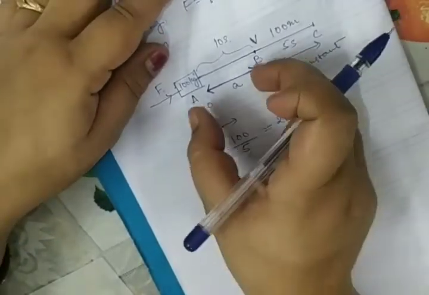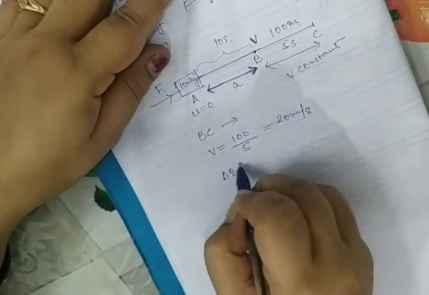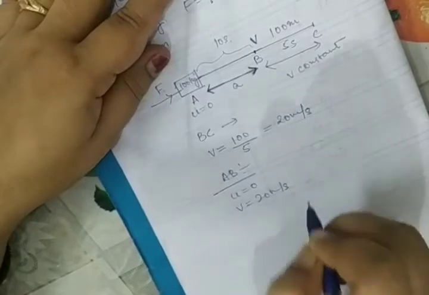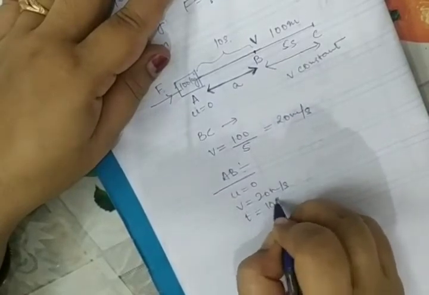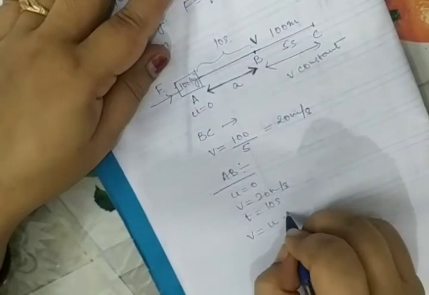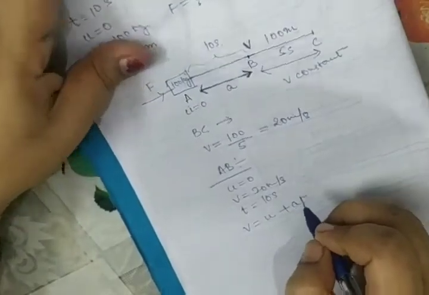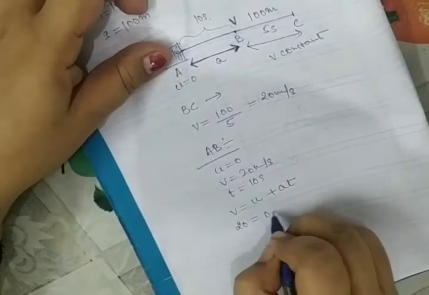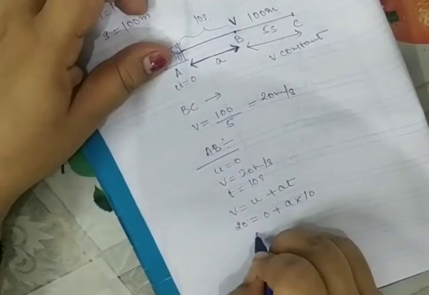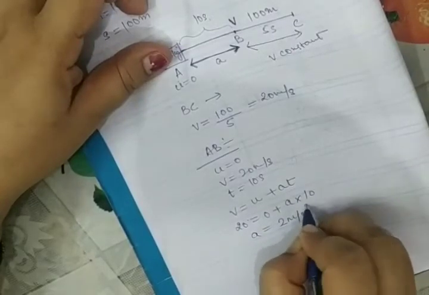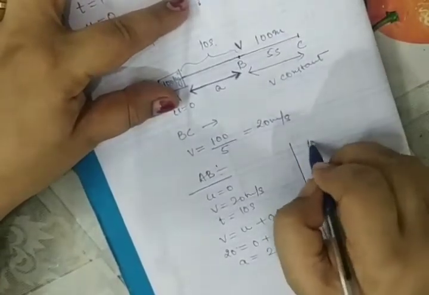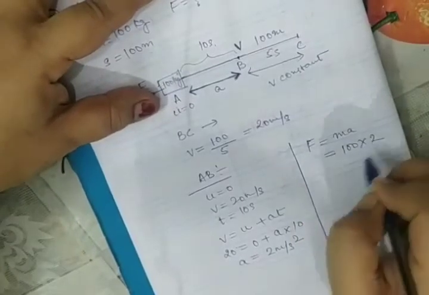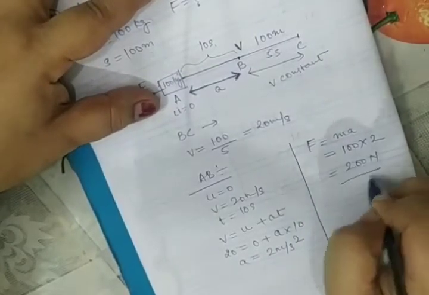Fine. Now see, during motion AB, what is happening? U is equal to 0, V you have calculated 20 meter per second and T was 10 seconds. So we can apply the formula V is equal to U plus AT, right? So 20 is equal to 0 plus A into 10. So A is equal to 2 meter per second square. Now you have A, so you can very easily calculate F. F is equal to MA. M is 100, so 100 multiplied by 2, so 200 Newton, right?